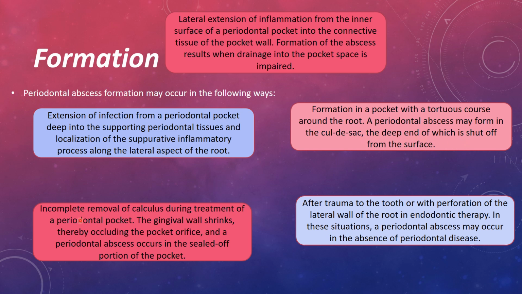Then the other way of formation is incomplete removal of calculus during treatment of a periodontal pocket. Then the gingival wall shrinks after the initial scaling, thereby occluding the periodontal pocket orifice. So what happens? The periodontal abscess occurs in the sealed off portion of the pocket. That is the other way of formation.